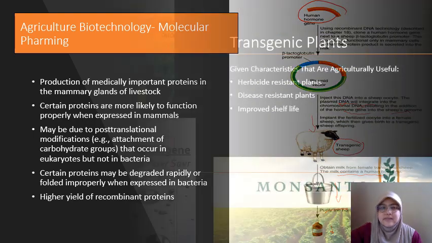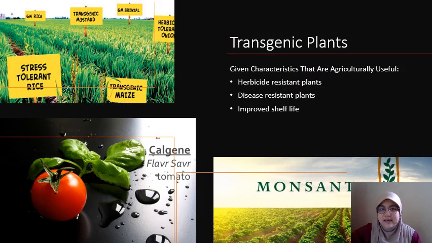Next up, we have transgenic plants. Plants can be given characteristics that are agriculturally useful. For example, the company Monsanto, very famous for GMO corn, has produced transgenic plant strains that are tolerant to glyphosate, which is the active agent in the herbicide Roundup. So compared to non-transgenic plants, these plants can grow in the presence of the glyphosate-containing herbicide. The plants grow even though they are sprayed with herbicides.